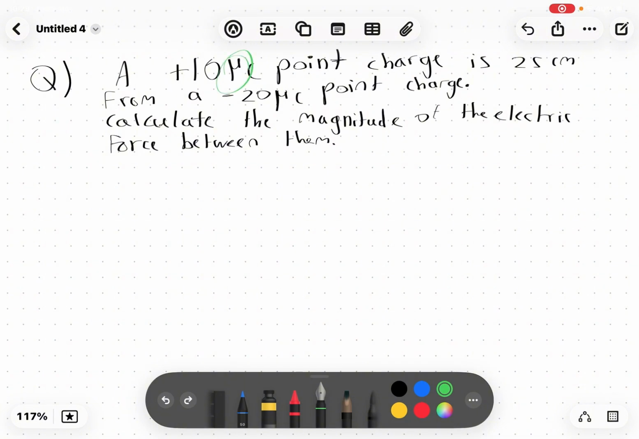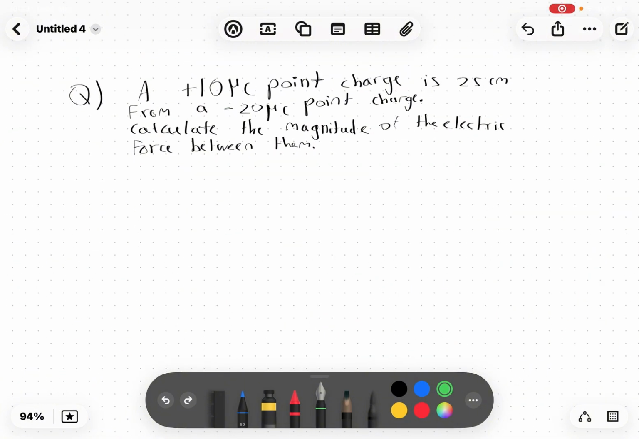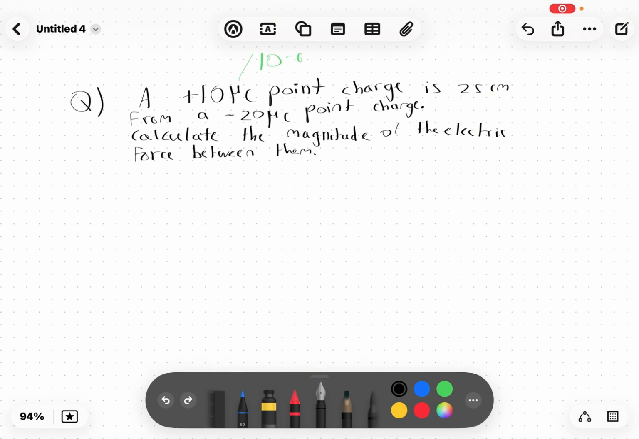So I'll just say that this is micro, and micro is equal to 10 to the minus 6. Over here it's also micro, and it's negative, and we need to find just the magnitude of the force. So how strong is the force, basically. Let's understand what's going on.